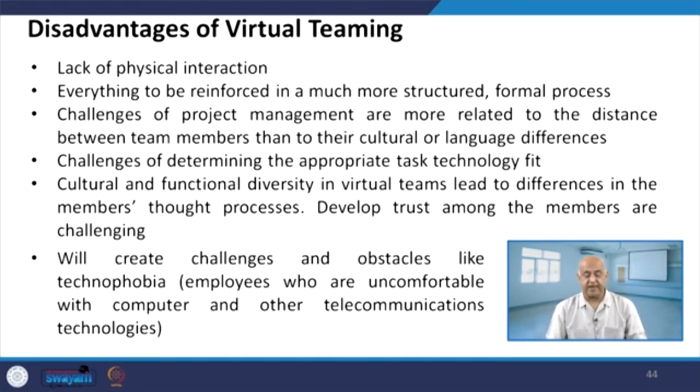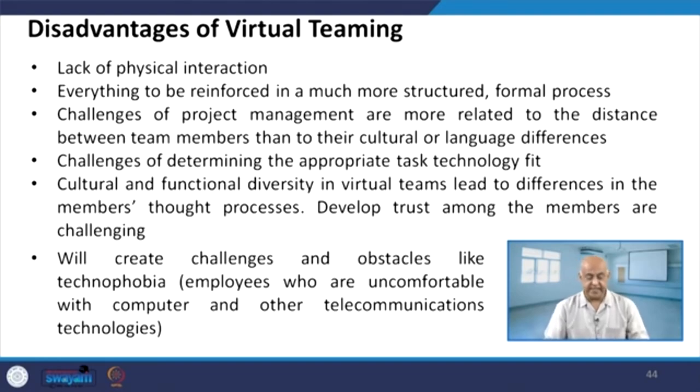Cultural and functional diversity in virtual teams can lead to differences in the members' thought processes. So naturally there will be diversified cultures, and there will be problems and issues. Developing trust among the members is challenging, because they are coming from different cultures and different functional backgrounds. So developing trust and converting that group into a team will be a big challenge.